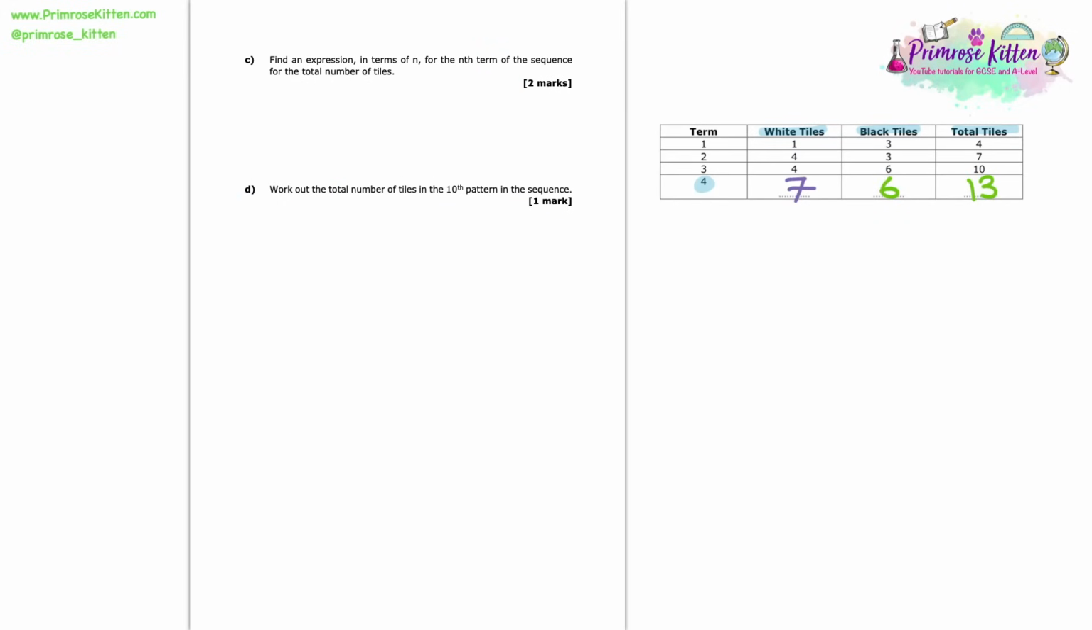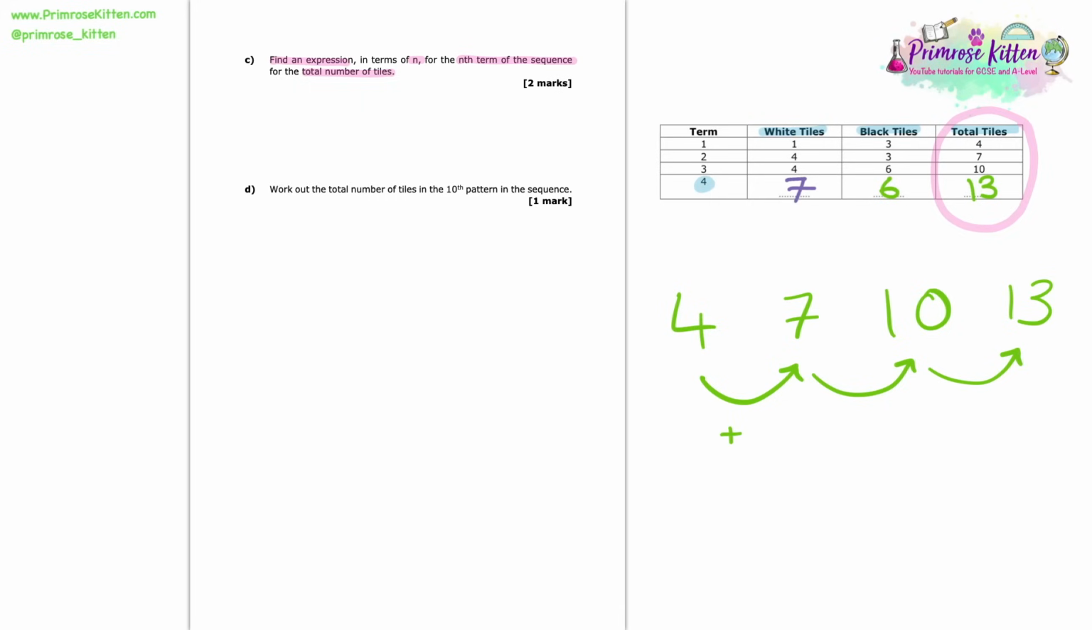So now we're asked to find an expression in terms of n for the nth term of the sequence for the total number of tiles. So if we look over at our table here, that means we're looking at a sequence for these numbers here. So we want a sequence for the numbers 4, 7, 10 and 13. To do this, let's have a look at what the common difference is. How much is it going up each time? I can see here that it is going up by a regular amount each time. It is going up by 3.